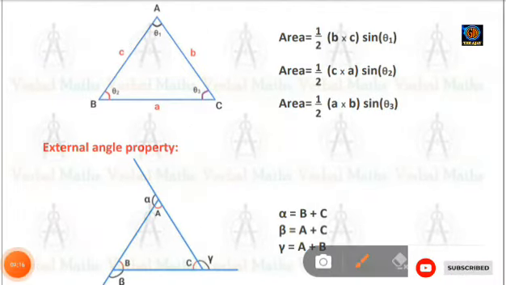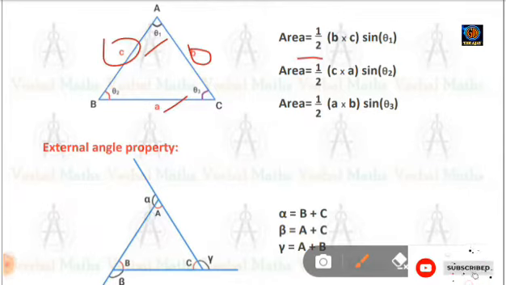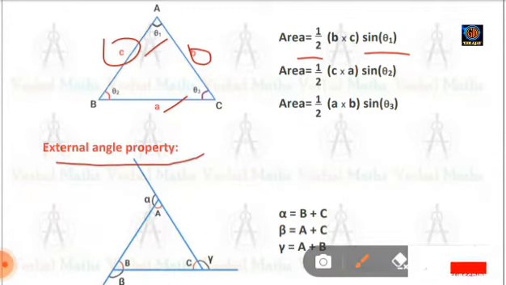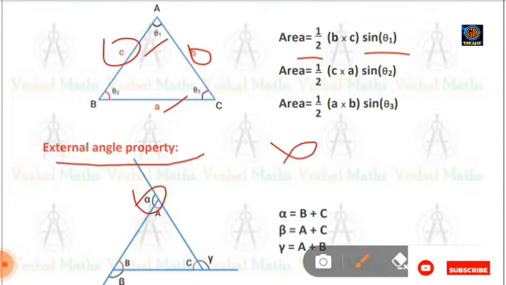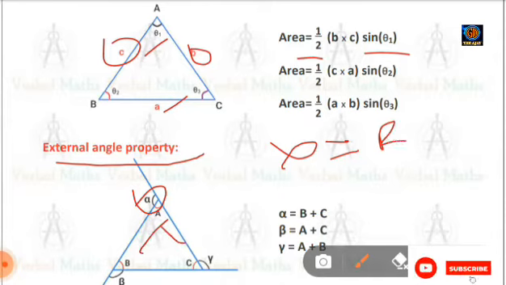Next thing, if theta is given, then the area is 1 by 2 bc sin theta, where b and c are the sides surrounding the angle theta. Next is the external angle property. The external angle alpha will be equal to the sum of the opposite interior angles, that is b plus c.